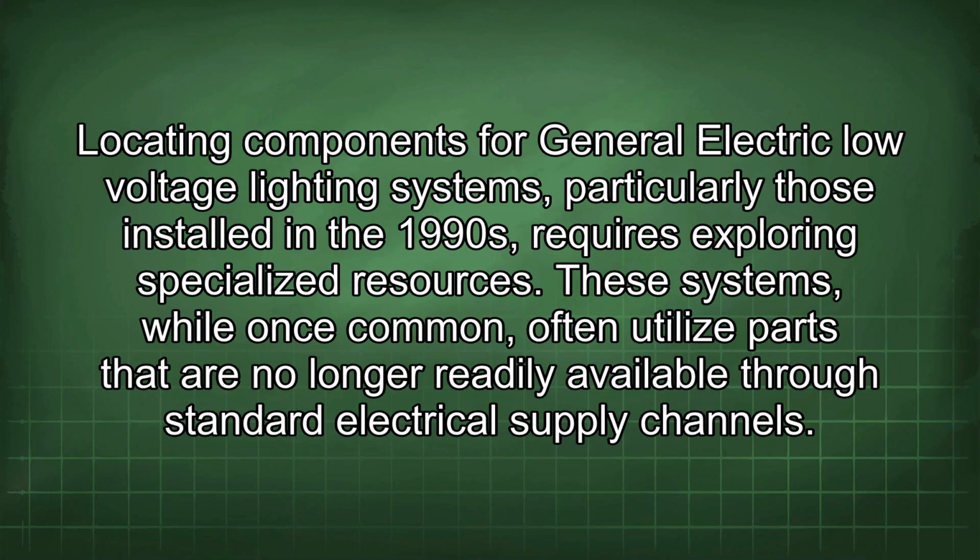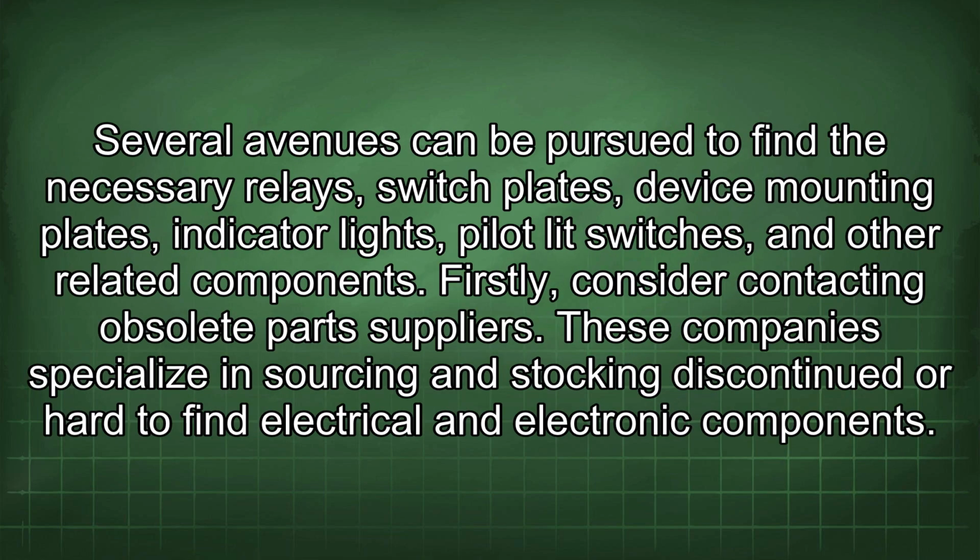Locating components for General Electric low-voltage lighting systems, particularly those installed in the 1990s, requires exploring specialized resources. These systems, while once common, often utilize parts that are no longer readily available through standard electrical supply channels. Several avenues can be pursued to find the necessary relays, switch plates, device mounting plates, indicator lights, pilot lit switches, and other related components. Firstly, consider contacting obsolete parts suppliers.